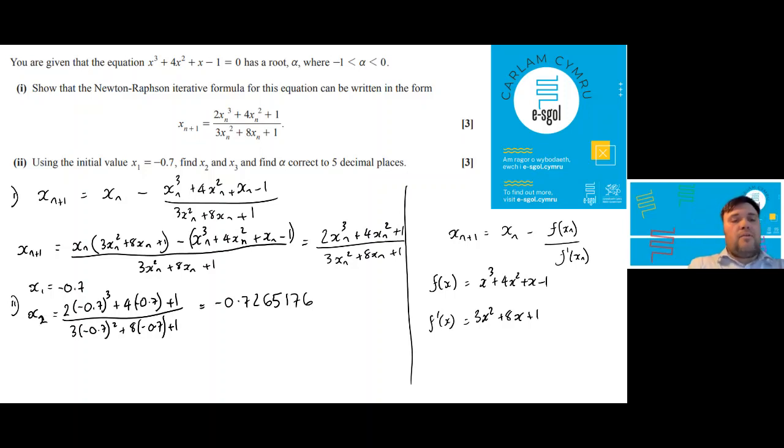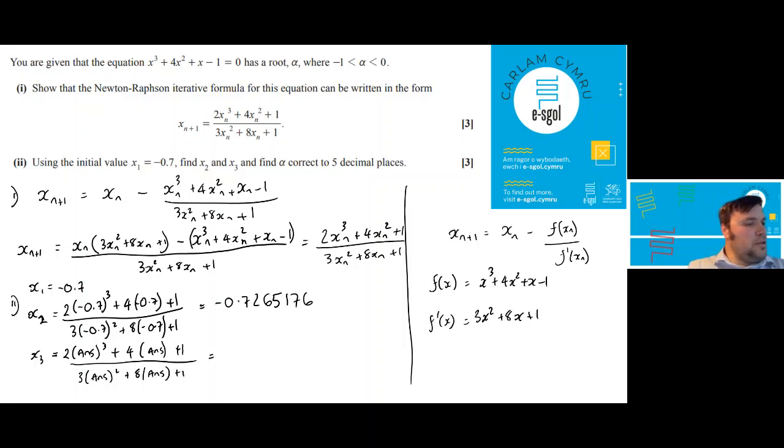For the next one, you could even have put minus 0.7 equals into the calculator. So instead of putting all of this in, into your calculator you're going to put ANS. ANS just takes the answer you had before and puts it into the function that you're trying to work out: squared, 8 times ANS plus 1.